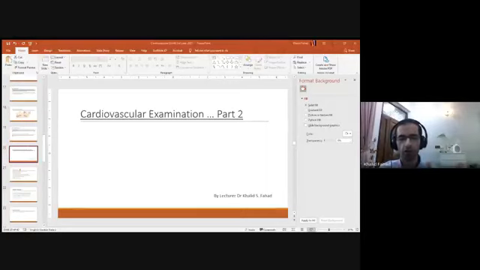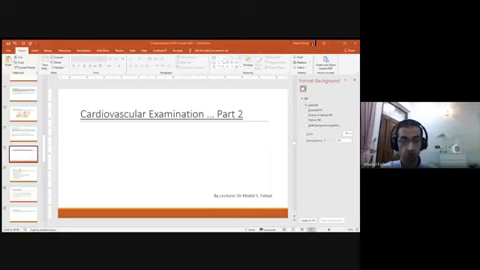So how can you locate the apex beat from the previous session? We have to locate the apex beat by placing the flat of your fingers over the chest wall, and you should define the area of maximum impulse, the downward and outward area. For example, in the fifth intercostal space, just medial or just lateral to the midclavicular line. This is what we call the mitral area.